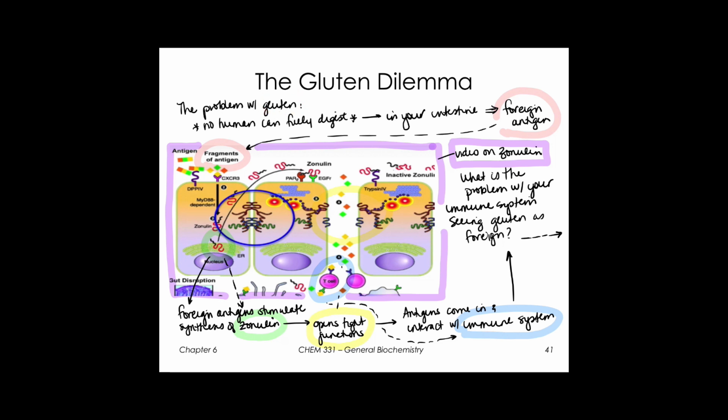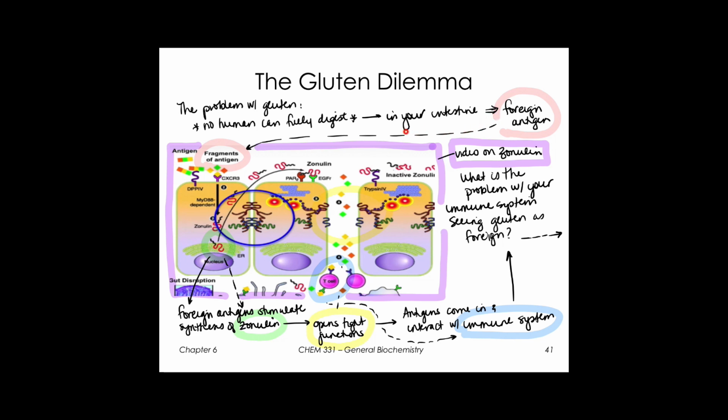So let's delve in now into what happens when you have gluten inside your intestinal tract. The problem is, as we mentioned before, no human can fully digest gluten. So inside your intestines, it's not going to be converted into free amino acids. It'll become shorter peptide portions or completely undigested, and so it becomes a foreign antigen that lives in your intestinal tract.